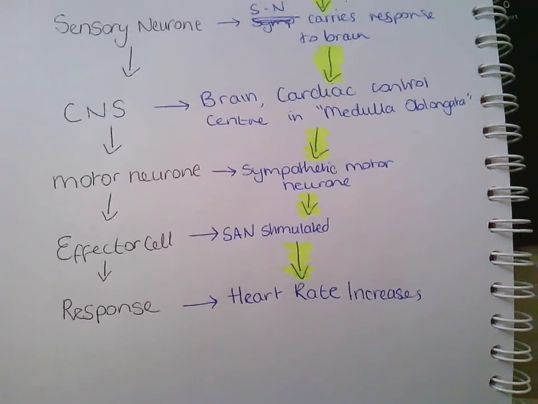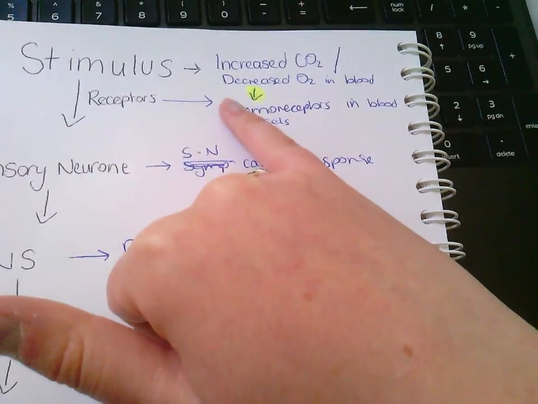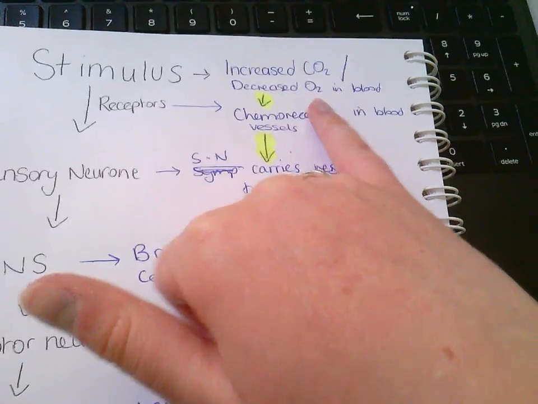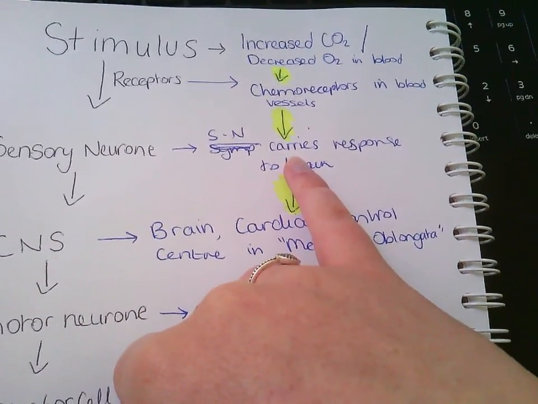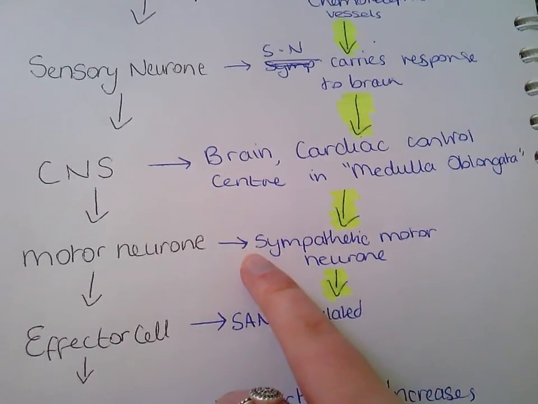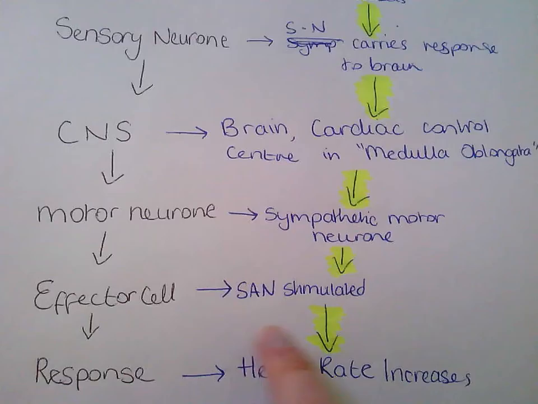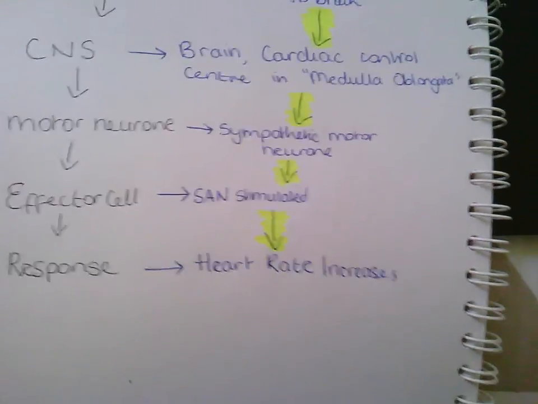Now once you finish exercising, the stimulus will be there's a decreased level of CO2 and an increased level of O2 in the blood. That will be detected in the same place. It will go down a sensory neuron. It will go to the same place here, but here is where the change will be. It will be a parasympathetic motor neuron. The SAN will be stimulated and the heart rate will decrease. So there's just two changes there.